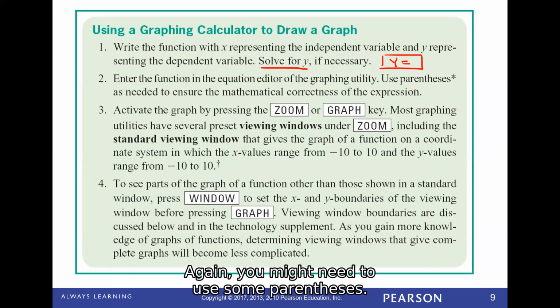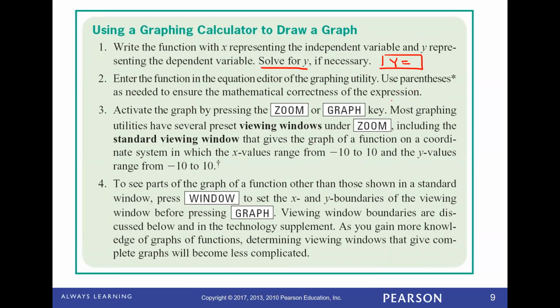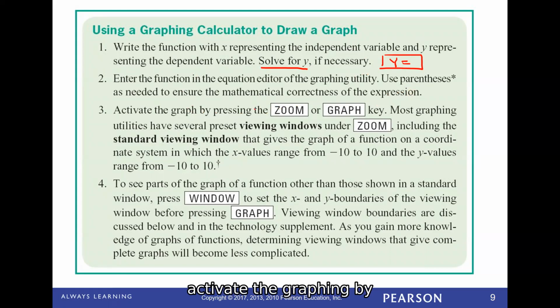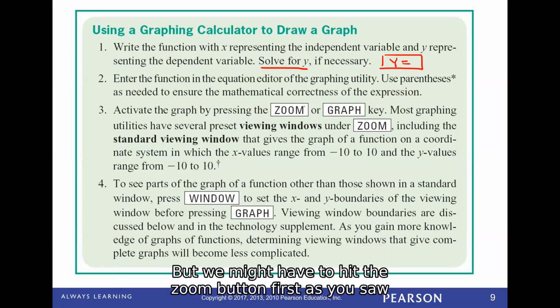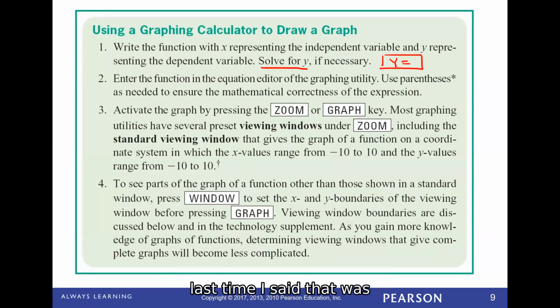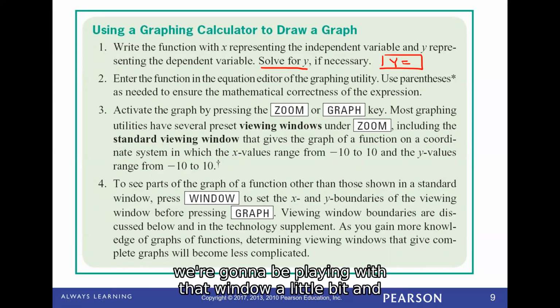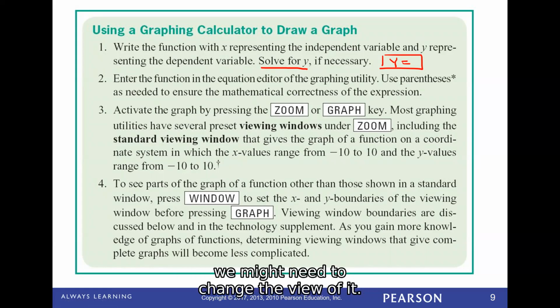Okay, you're going to enter that function in. Again, you might need to use some parentheses. And then what we want to do is activate the graphing by hitting the graph button, but we might have to hit the zoom button first. As you saw last time, I said that was something you might want to do, okay? And the reason is that a lot of times with our graphing calculator, we're going to be playing with that window a little bit, and we might need to change the view of it.